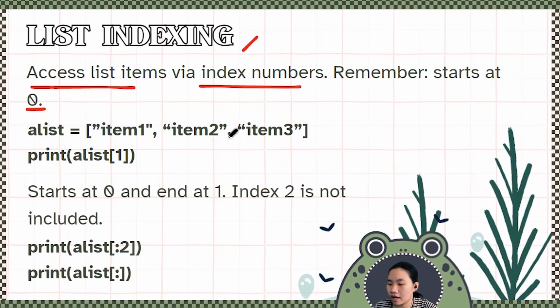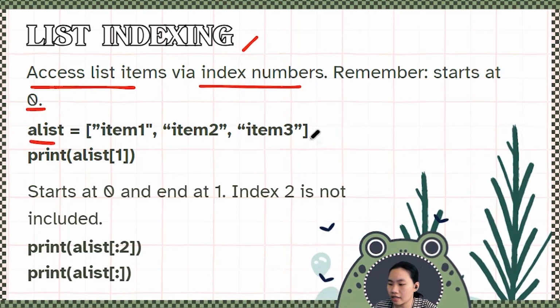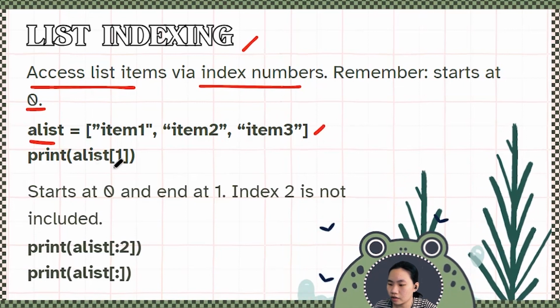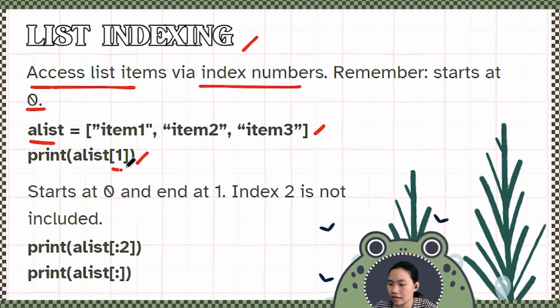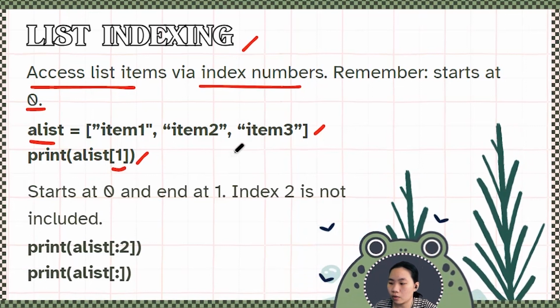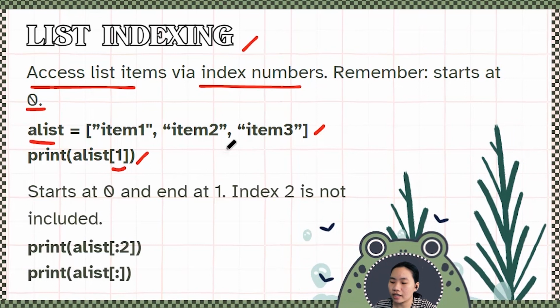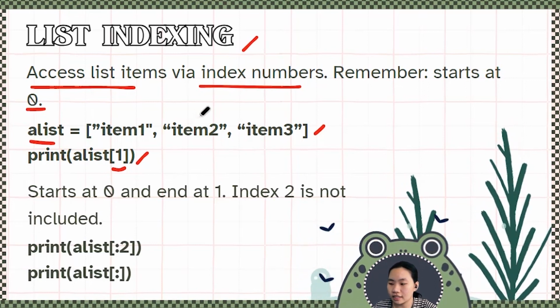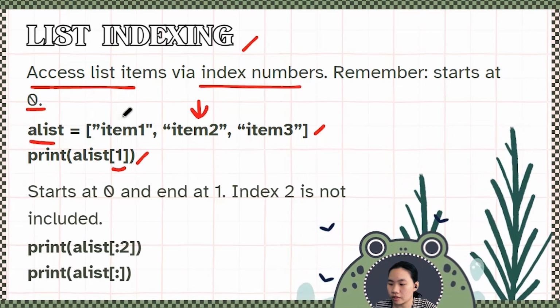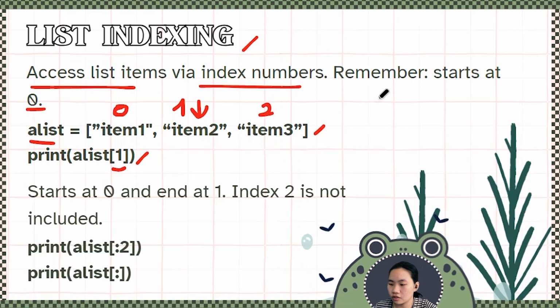Okay? I have this list right here, a list: item 1, 2, and 3. Now you can print a list at index number 1. So which item do you think is index number 1? It is item number 2 because it starts at 0, 1, 2.